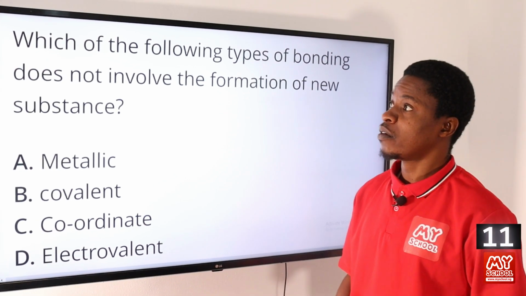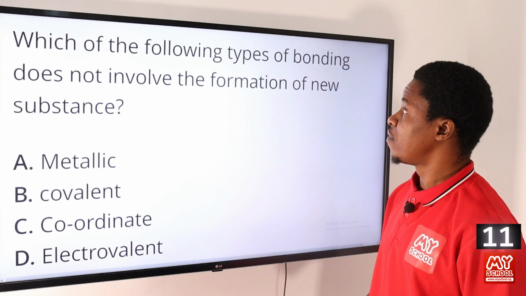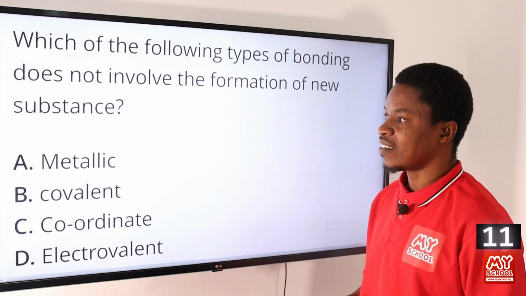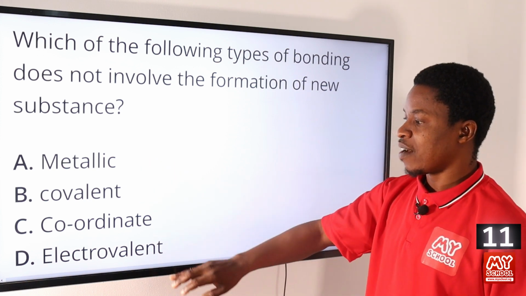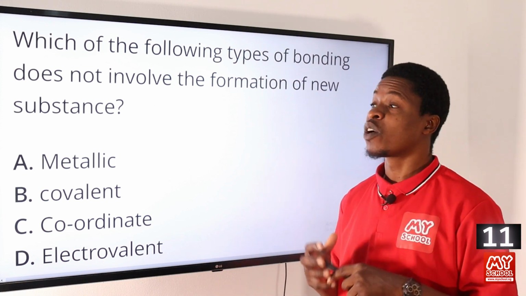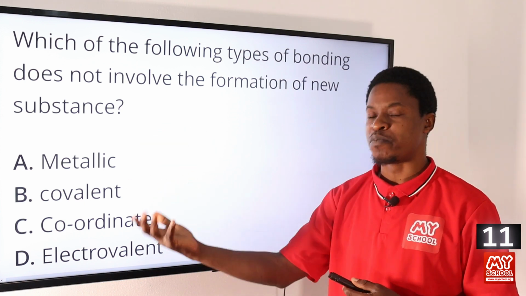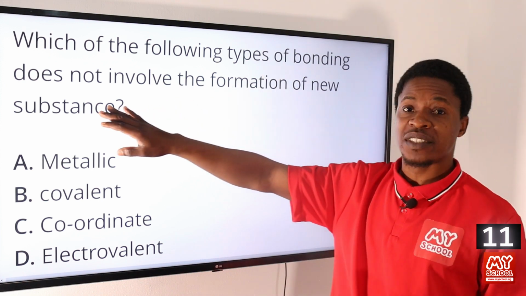Let's go to question number 11 now. Which of the following types of bonding does not involve the formation of new substance? We have metallic, we have covalent, we have coordinate, we have electrovalent. Like I said earlier, there's something we call the elimination method. You look at among the options which one cannot be. We're talking about the formation of new substance.